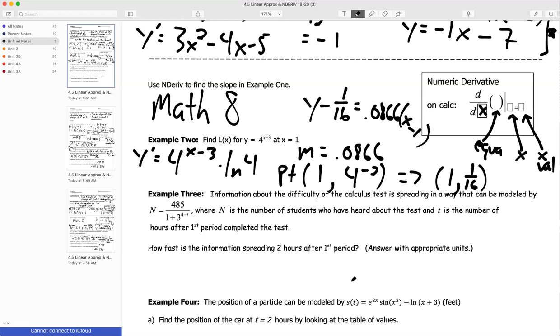Okay, so what are they asking me to find? Is it an amount or is it a rate? It is a rate because it says how fast is the information spreading. So if it's a rate, this would be like my position function. And so since this is a rate, I'm finding the derivative of this, which would be like a velocity. So I want to find n prime of 2. So take your little calculator, do a little math 8, plug in the equation.